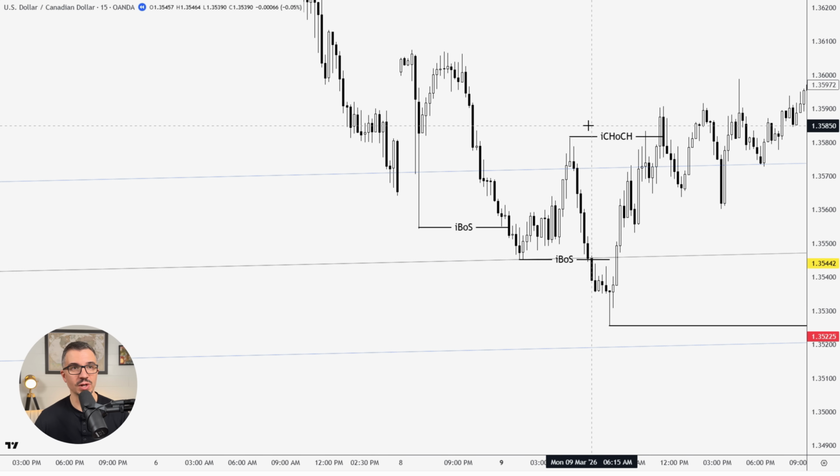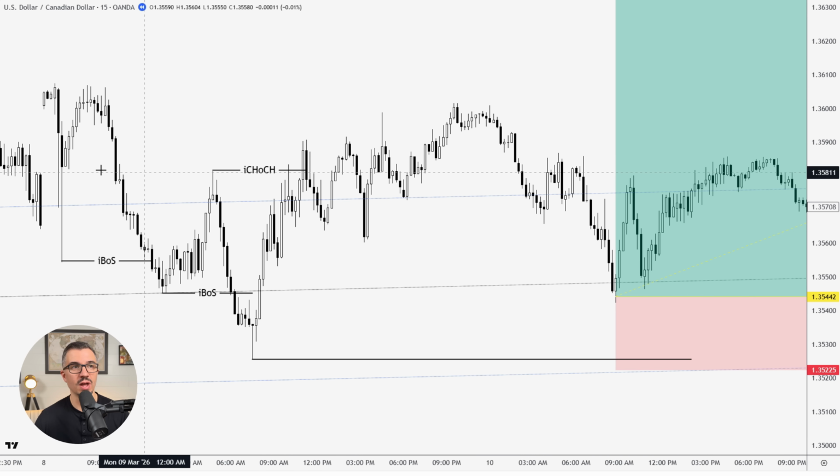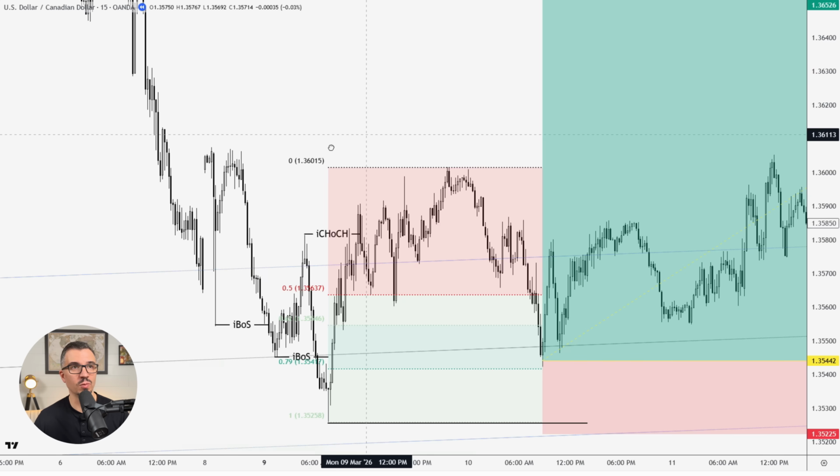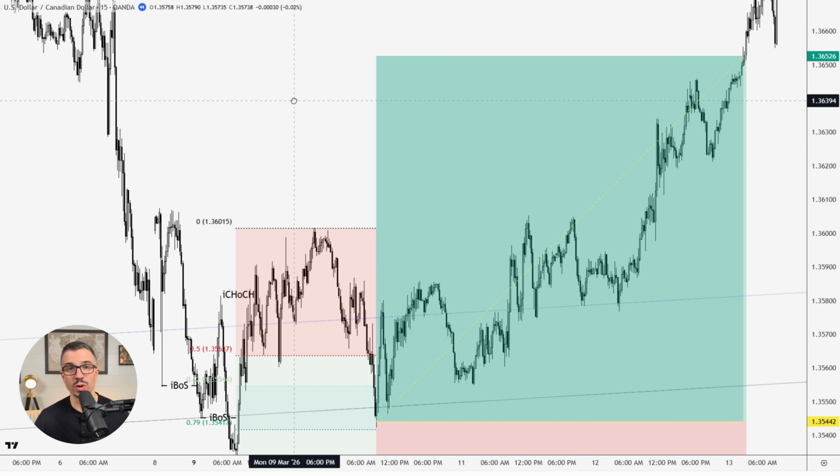We had these breakup structures here. We then had the change of character. We had OTE sitting down here off the low from the high, OTE sitting right here in this imbalance. So this is exactly what I was looking for the market to mitigate, which we got. Stop loss below the low, target up there at those buy side imbalances. And the result was a 5R trade, meaning my reward was 5 times my risk.